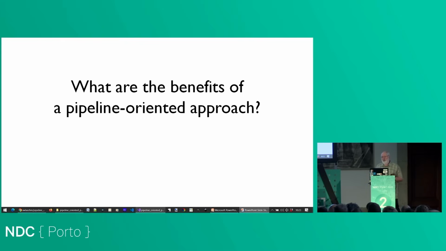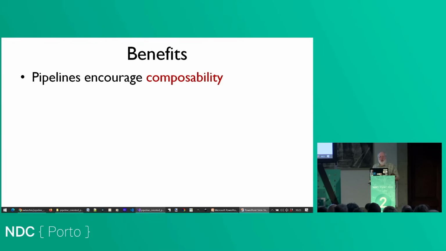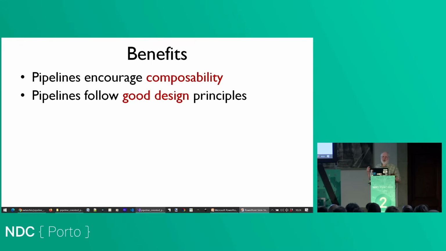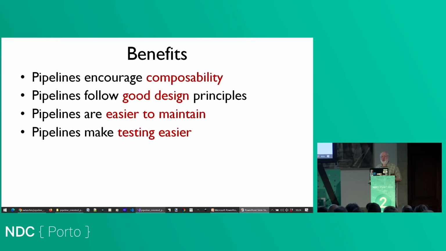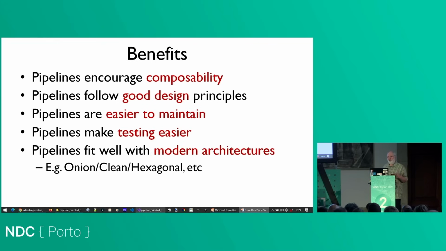So what are the benefits of pipelines? I'm going to talk about the benefits, and then I'm going to do some demos to push them home. The first benefit, I think, is composability. Composability means like Lego, where you build bigger things from smaller things. I think pipelines encourage you to follow good design principles, even more than with OO. I think pipelines are easier to maintain, and I think pipelines make testing easier. I also think pipelines fit really well with modern architectures like onion architecture, hexagonal architecture, clean architecture, et cetera. They're different from the classic N-tier architectures. So let's look at each one of these in turn.